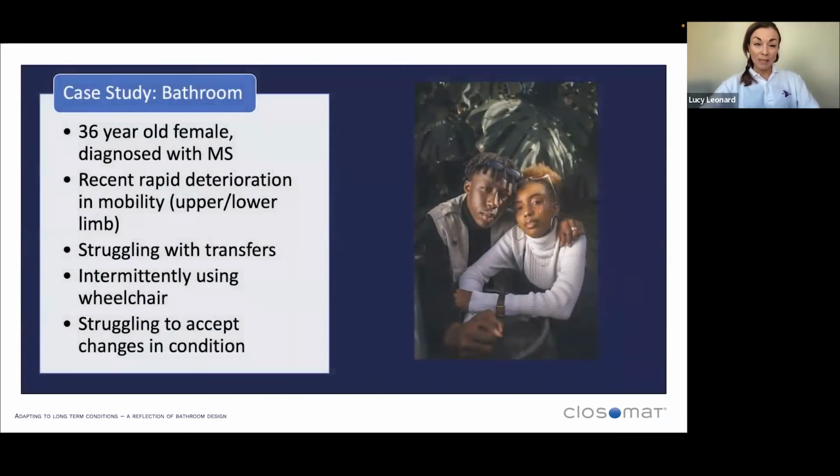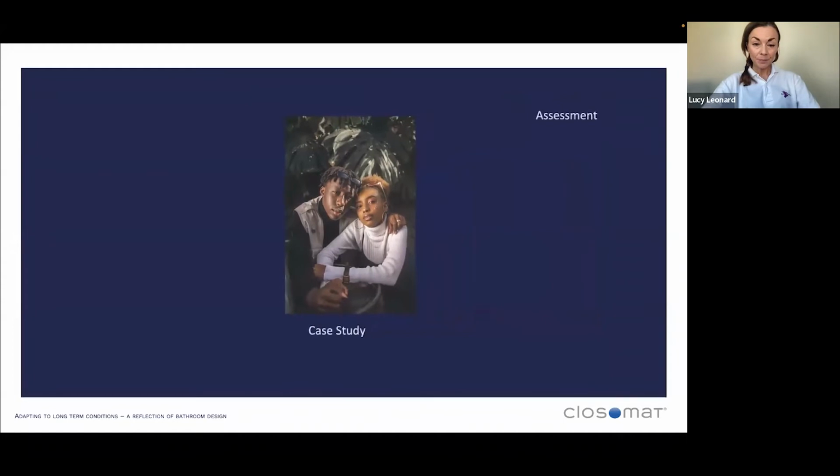I've just got a couple of minutes to touch on the case study. So this is a 36-year-old female diagnosed with multiple sclerosis. She's had a recent rapid deterioration in her upper and lower limbs. She's struggling with transfers, intermittently using a wheelchair, but struggling to accept changes in her condition.